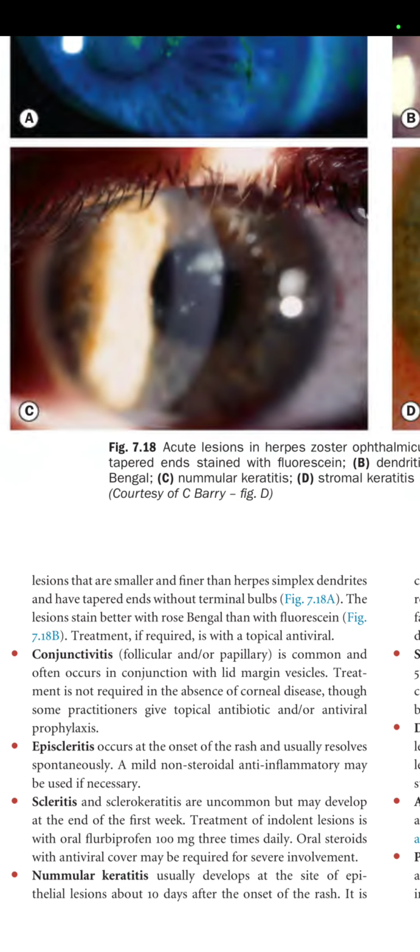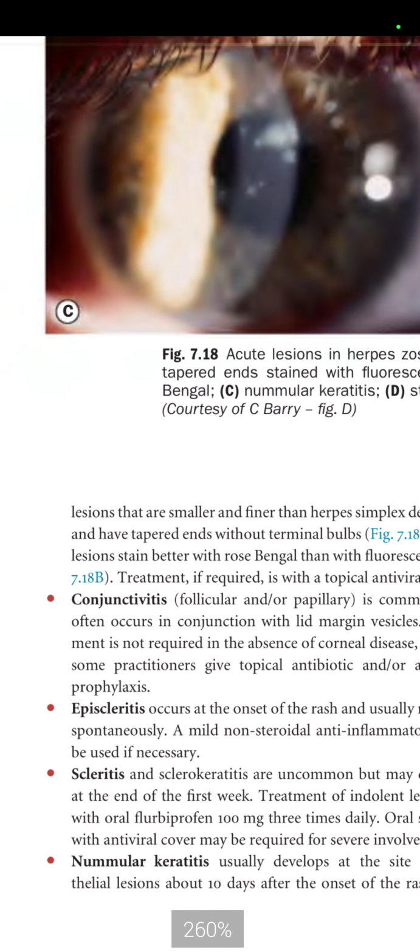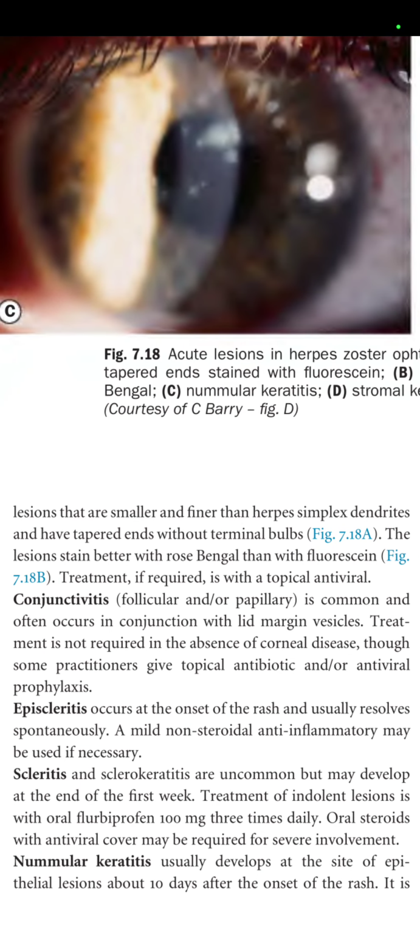Next is episcleritis and scleritis. Episcleritis occurs at the end of the rash and usually resolves spontaneously. A mild non-steroidal anti-inflammatory may be used if necessary. Scleritis and sclerokeratitis are uncommon but may develop at the end of the first week. Treatment of indolent lesions is with oral flurbiprofen 100 mg thrice daily. Oral steroid with antiviral cover may be required for severe involvement.